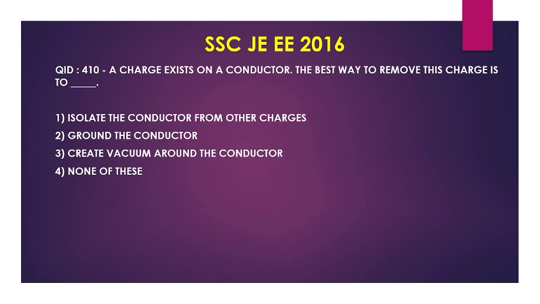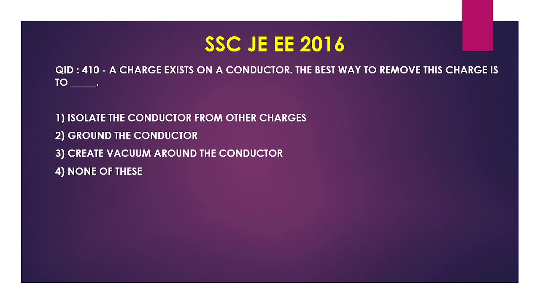A charge exists on a conductor. The best way to remove this charge is to dash. The question is, the charge is existing in a conductor, so we need to remove the charge from the conductor. What are the best methods to remove the charge in the conductor? The options are isolate the conductor from the other charges, ground the conductor, create vacuum around the conductor, and none of these. Among these four options, which will help to remove the charges from the conductor?